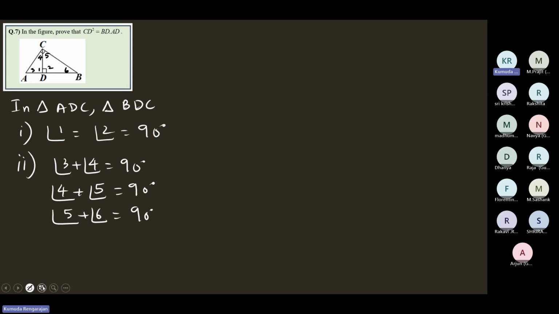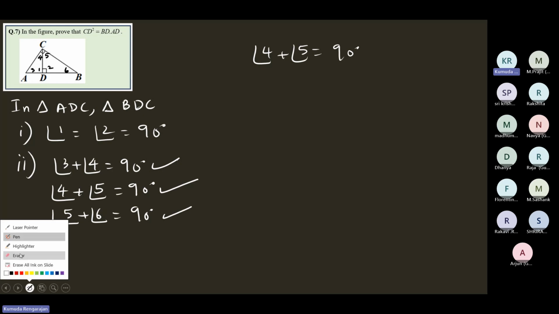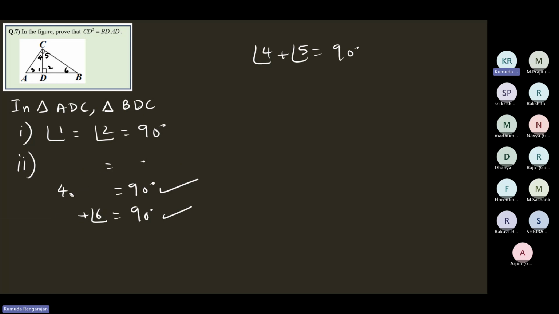Actually, the minimum thing which is needed for comparison is you should write angle 4 plus 5 is 90. This is only used for comparing. 4 plus 5 is 90 because 4 is of one triangle, 5 is of the other triangle. You should write this. Then you can write this one or this one. Let me write it this way so that I can explain better.